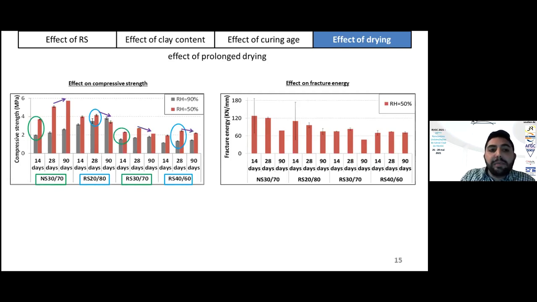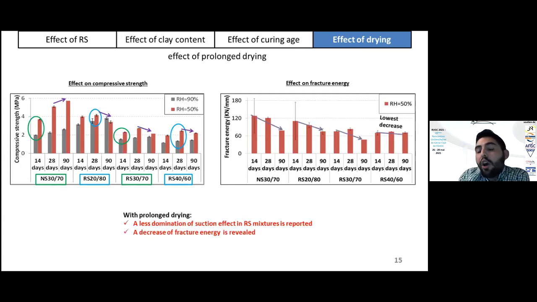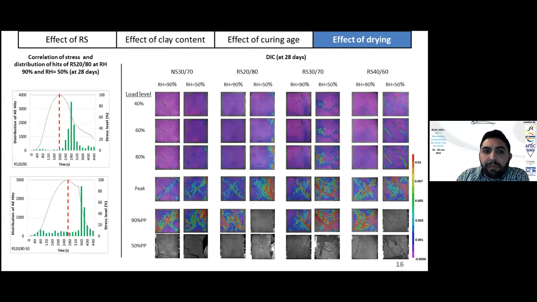At 90 days, at RH 50%, we can see that for the natural sand mixture, the compressive strength still increases. However, for the recycled sand mixture, it decreases. This reflects the vulnerability of recycled sand to drying. The second measurement shows the effect of fracture energy. The fracture energy decreases with prolonged drying. Basically, the least decrease was in the mixture with the highest clay content.